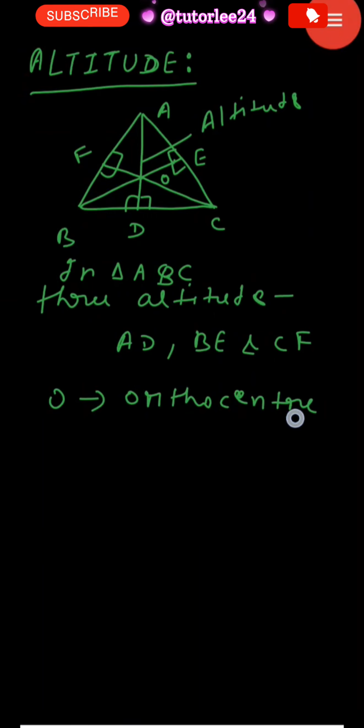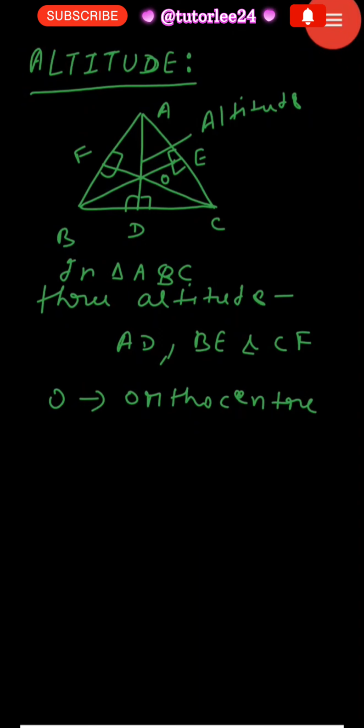So this is all about altitude. And here, where it drops perpendicular, it means angle BEA and angle BEC must be 90. In the same way, angle ADB and angle ADC must be 90. Similarly, CFB and CFA must be 90. We will use this concept of altitude while we are discussing questions related to congruency.